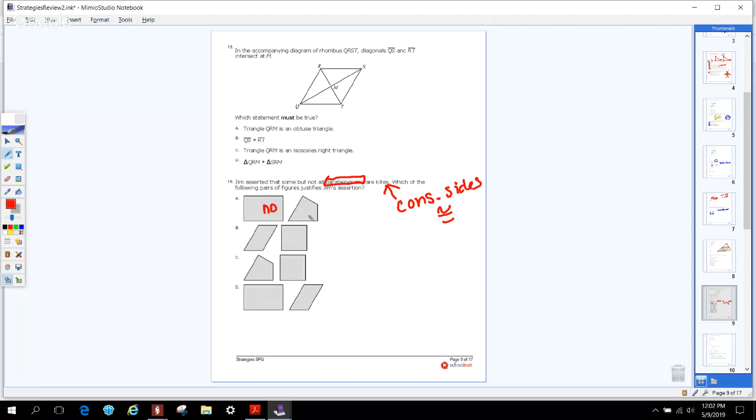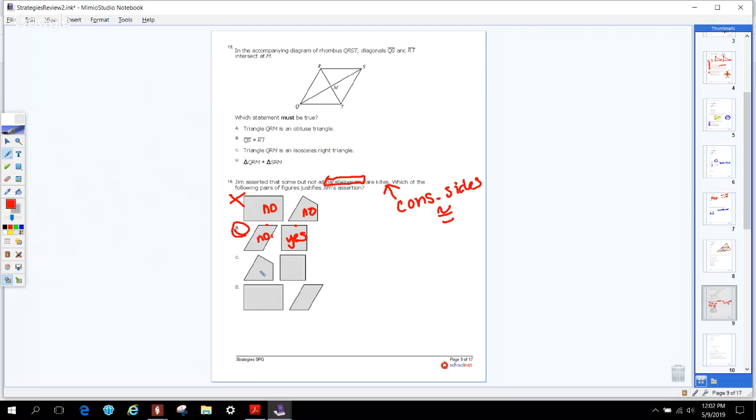Here, this is not a parallelogram at all. So this is a no. So because of this, that's not an example of what Jim said. If we look here, this is a parallelogram. Are consecutive sides the same measure? No. A square is a parallelogram. Are two sides in a row the same measure? Yes. So it's choice B.